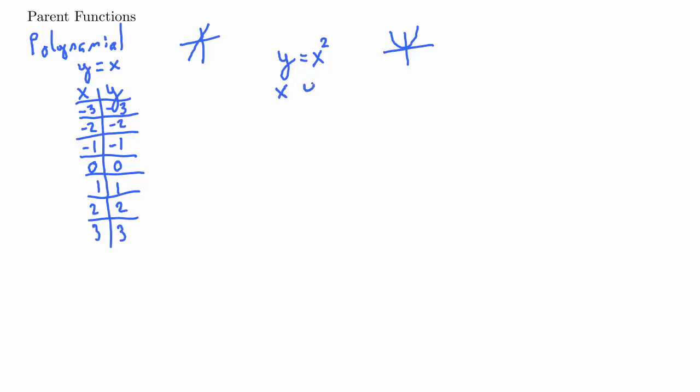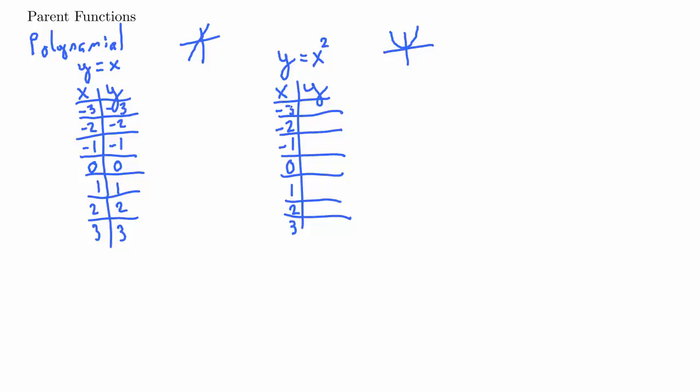Look at y equals x squared. The parent function we need to look at. Again, we want to go to the left of 0 and to the right of 0 because the domain is all real numbers. So I'm going to start with -3 again, -2, -1, 0, 1, 2, and 3.